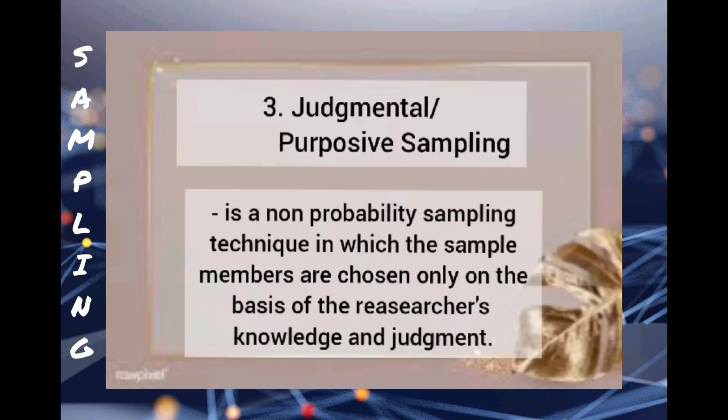Judgmental or purposive sampling is used primarily when there is a limited number of people that have expertise in the area being researched, or when the interest of the research is in a specific field or a small group.